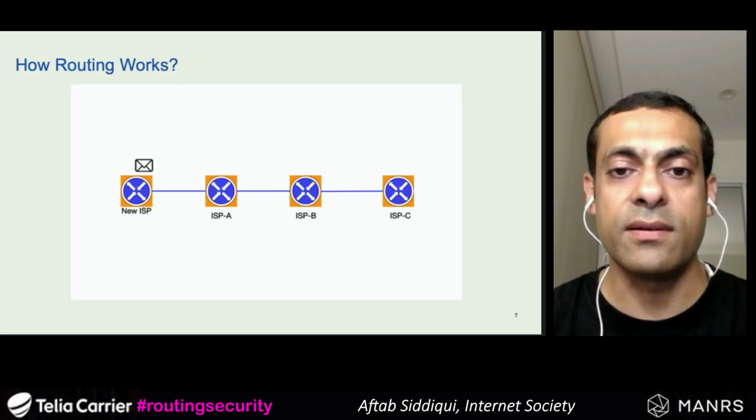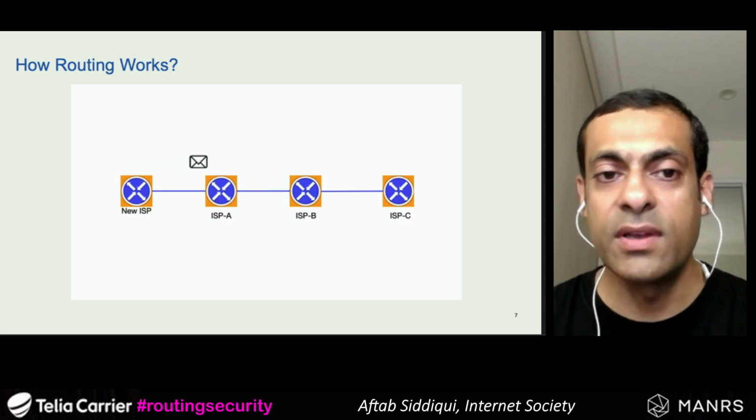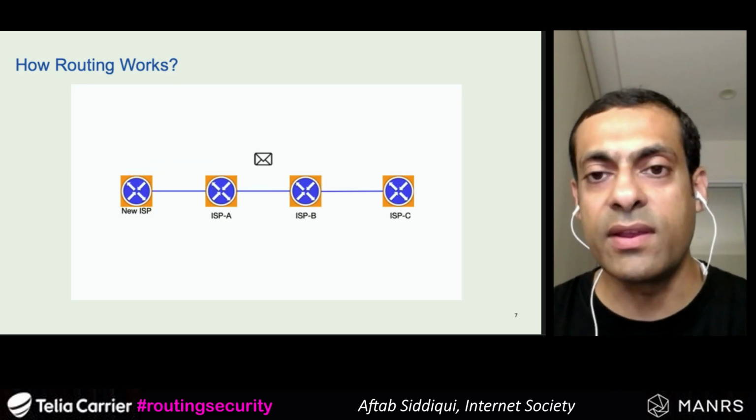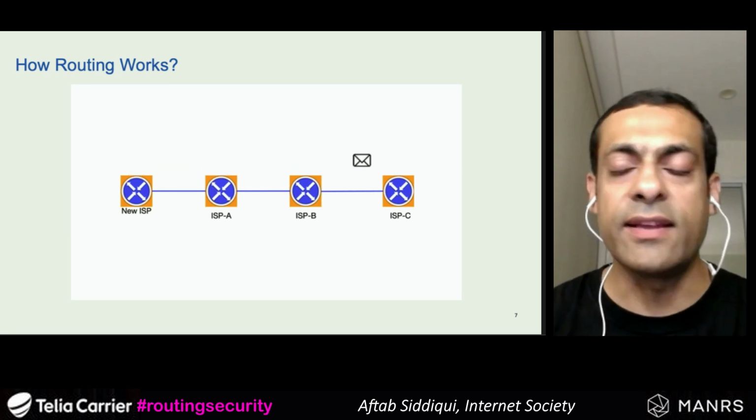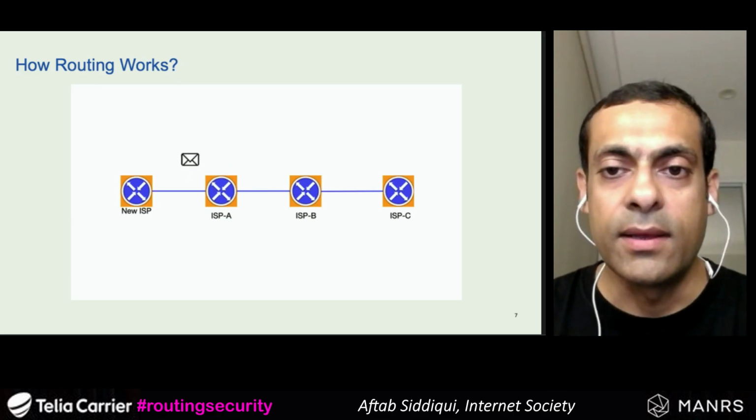BGP is based on rumors. Whatever you know, you share it with the other ISPs. The other ISPs, they know, they share it with you. And that's how you learn about the whole internet routing table.